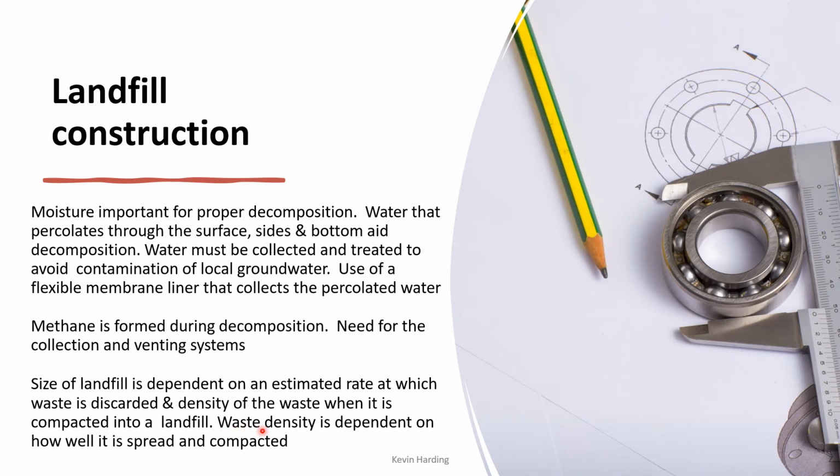There's also a factor of waste density. This density depends on how much you compact it. So we talked about compacting earlier on. Typically the waste would be thrown onto the landfill and we'll get heavy machinery rolling over it just to compact it a little bit. But how much do we spread it? How much do we compact it? Do we have a soil layer over it to avoid things blowing away? So those are all factors that need to be taken into account with landfill construction.